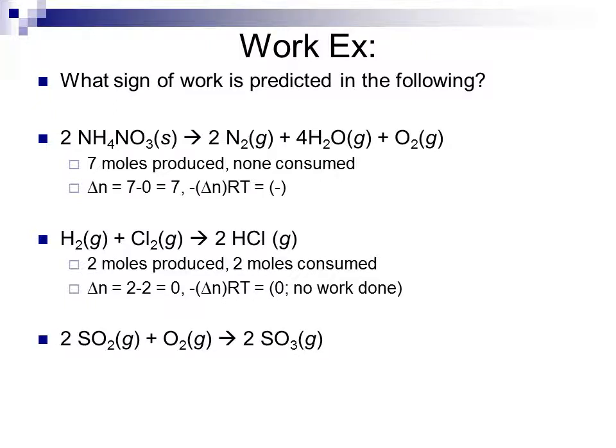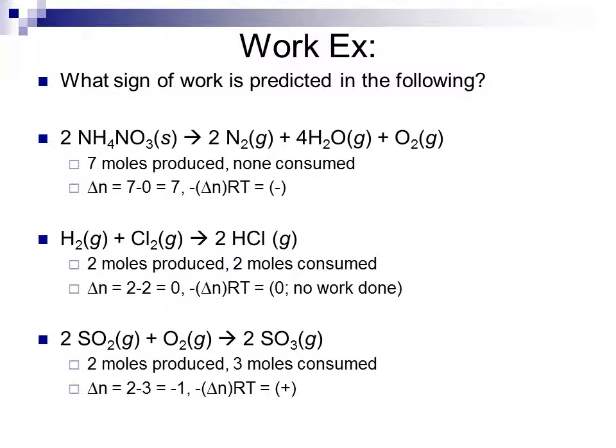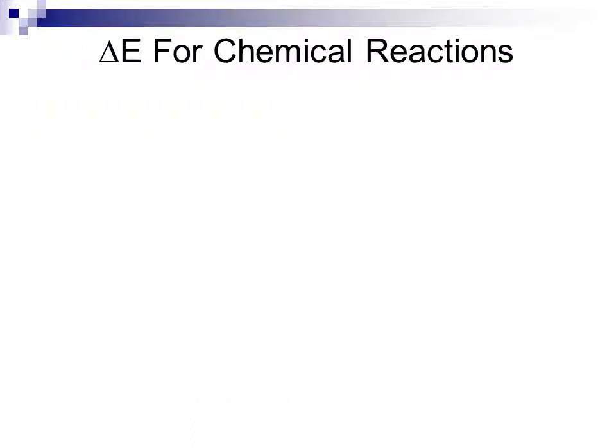In this equation, there are 3 moles of gas on the left and 2 on the right. 2 moles of gas are produced while 3 are consumed. Our change in number of moles, then, is 2 minus 3, or negative 1. Plugging that into the equation gives us a positive value.